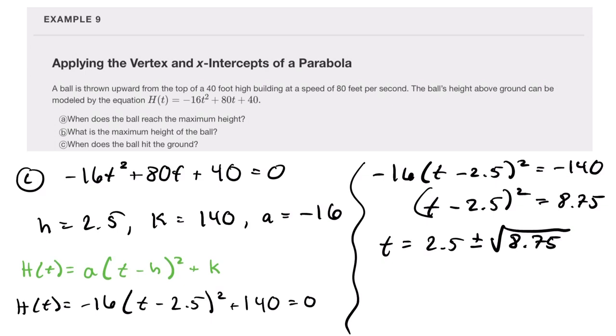Now 2.5 minus the square root might be, I think it's going to be outside of our domain. It should be negative. Siri, what's 2.5 minus the square root of 8.75? She is not getting that first number. That's so annoying. Let me try one other thing. Siri, what's a negative square root of 8.75 plus 2.5?